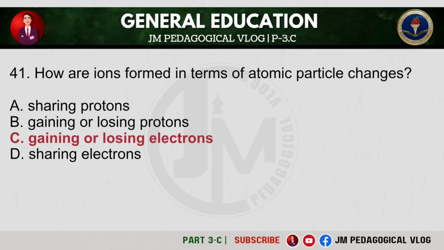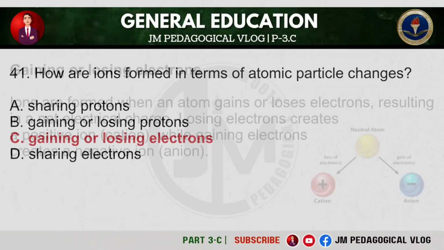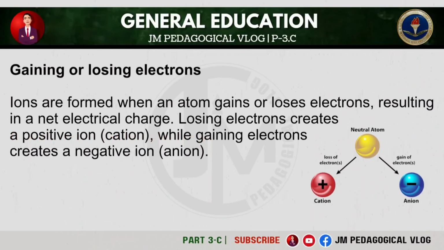Gaining or losing electrons. Ions are formed when an atom gains or loses electrons, resulting in a net electrical charge. Losing electrons creates a positive ion, a cation, while gaining electrons creates a negative ion, an anion.